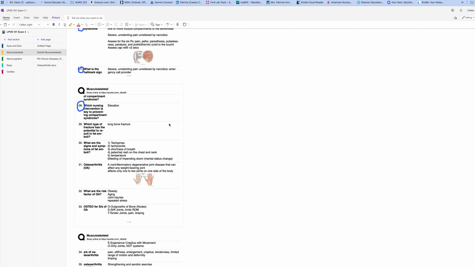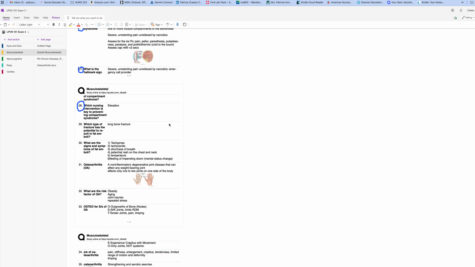Now with osteoarthritis, you learned about rheumatoid arthritis earlier in the semester. Osteoarthritis is a little bit different because it's non-inflammatory. It's degenerative, so it happens when you get older usually, and it can affect any weight-bearing joint. And it usually only affects 1 to 2 joints on one side of the body, whereas in rheumatoid arthritis, it's symmetrical, right? The risk factors for osteoarthritis include obesity, aging, repeated joint injuries, repeated stress, okay?